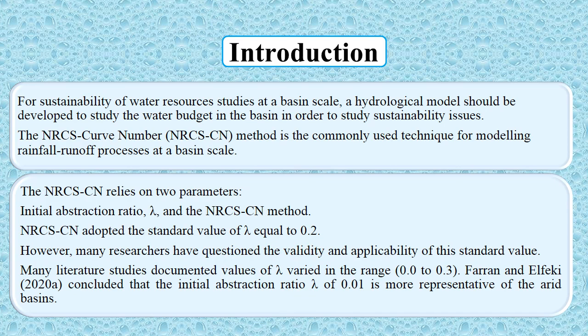The NRCS CN relies on two parameters. These parameters are called the abstraction ratio, lambda, and the curve number, or NRCS curve number. These two parameters are the main concern in modeling rainfall runoff processes at a catchment scale. The common value for this parameter lambda is actually 0.2, which we'll discuss later.